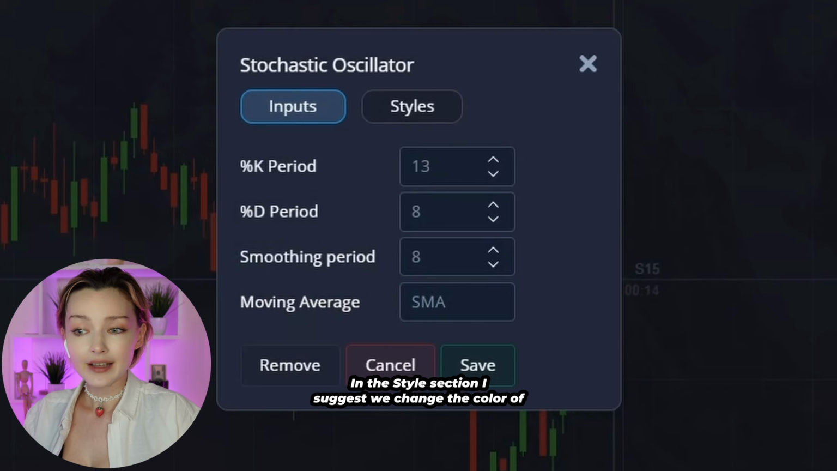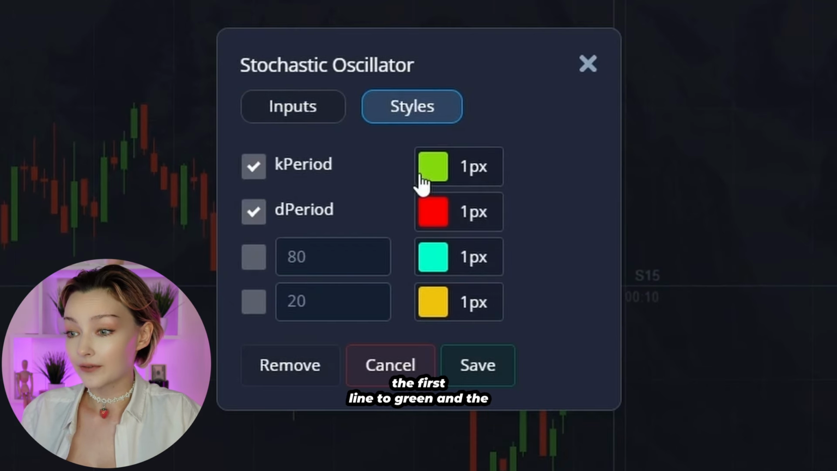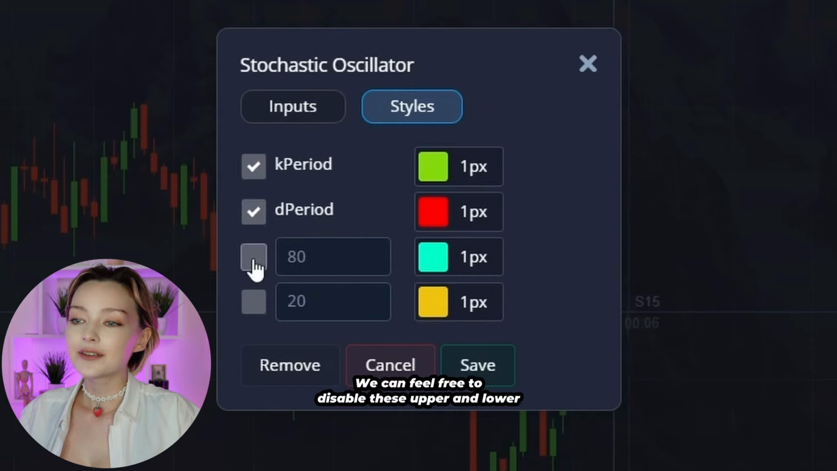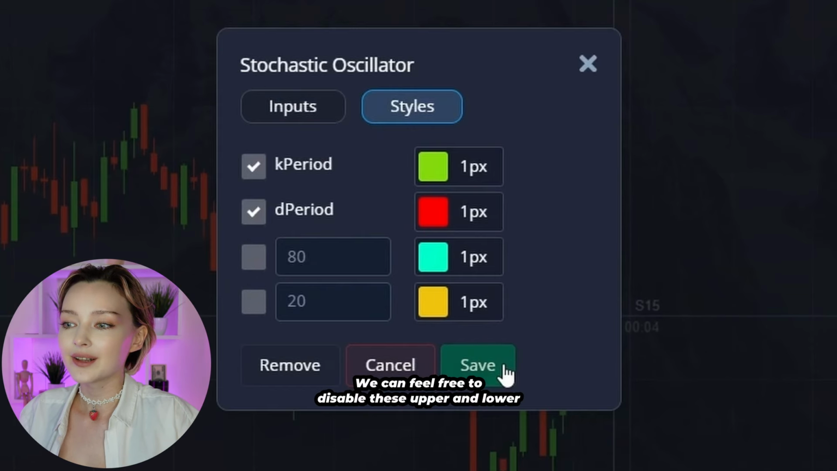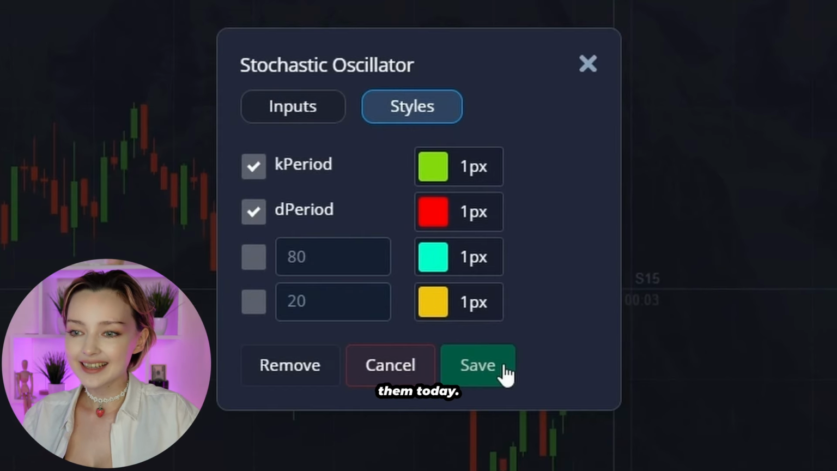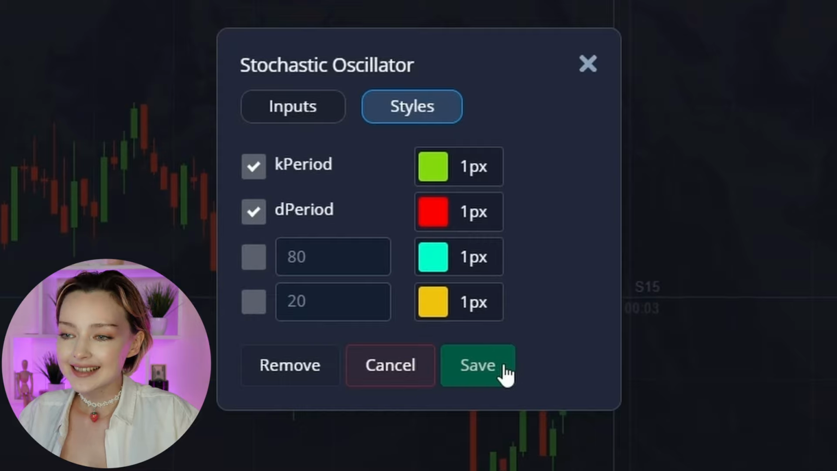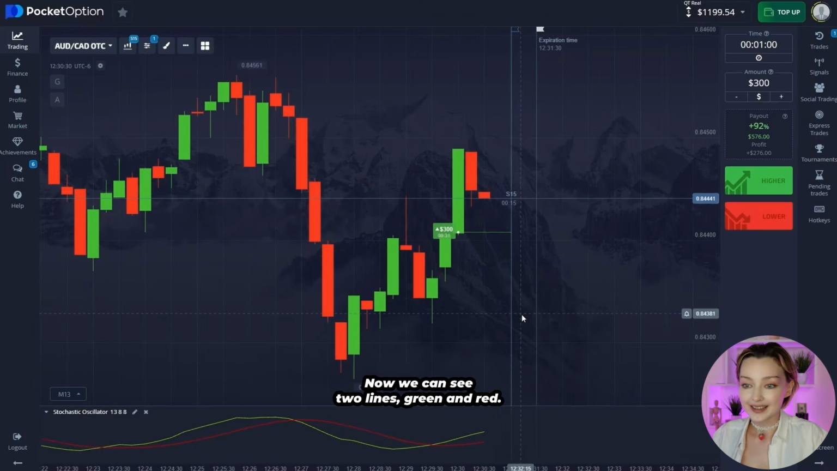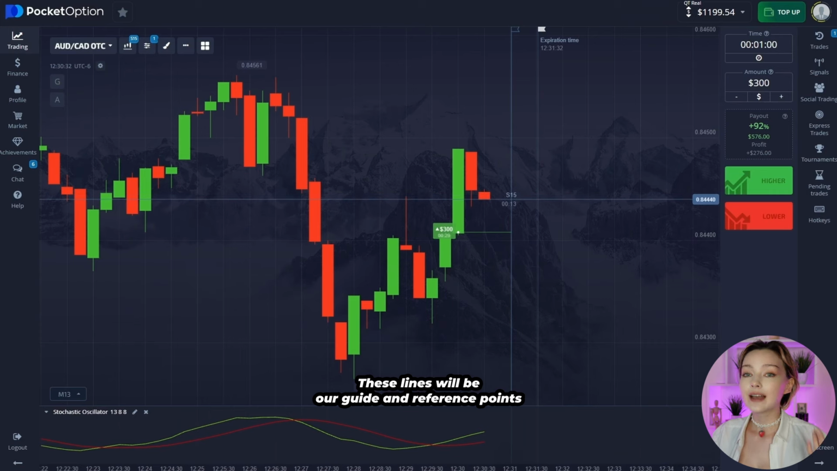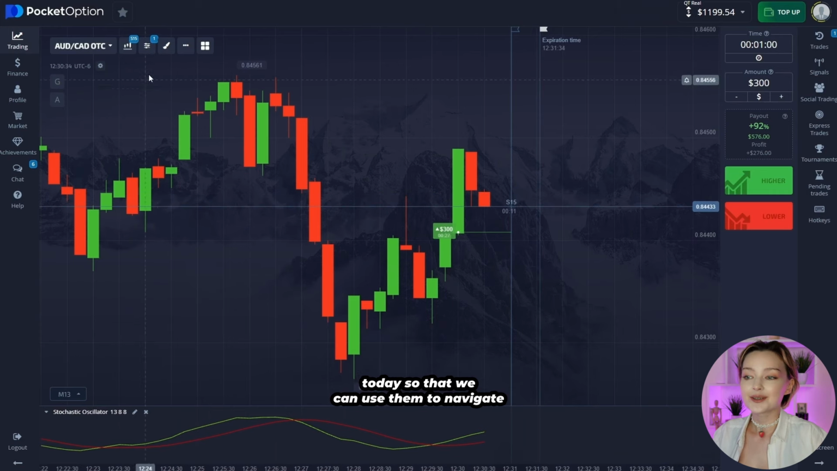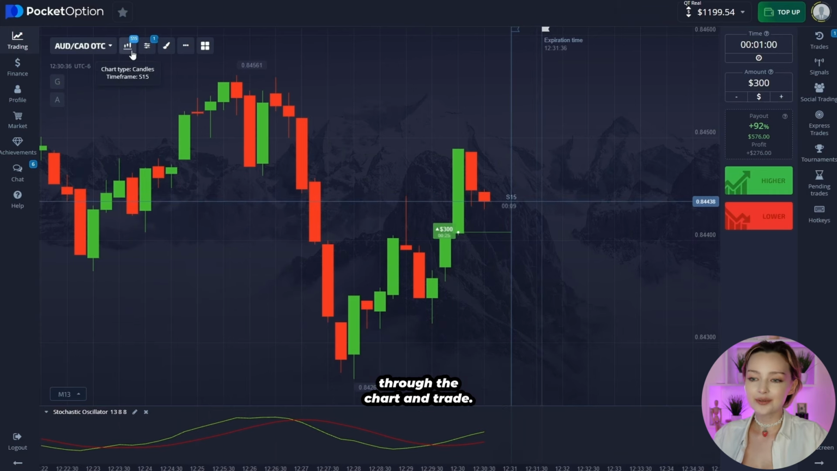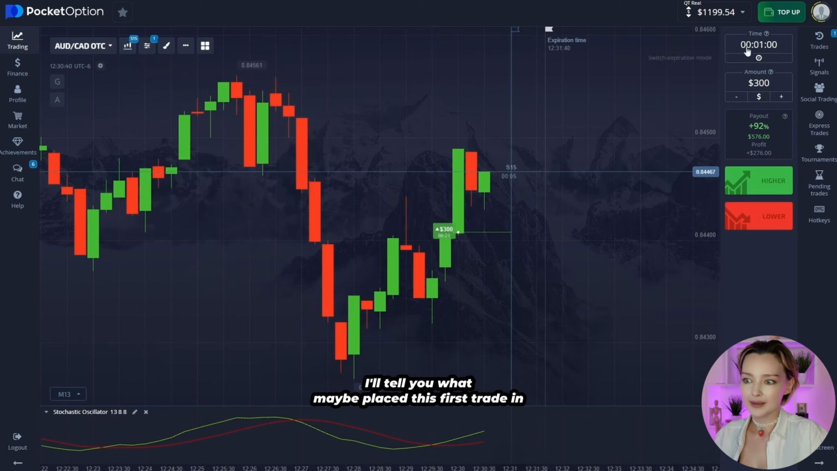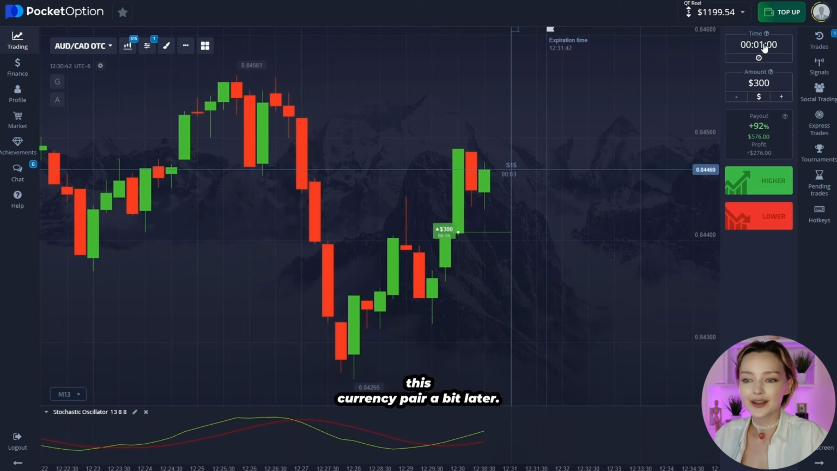In the style section, I suggest we change the color of the first line to green and the second one to red. We can feel free to disable these upper and lower borders because we're not going to need them today. Save in the settings. Now we can see two lines, green and red. These lines will be our guide and reference points today so that we can use them to navigate through the chart and trade, obviously. I will tell you what made me place this first trade in this currency pair a bit later.